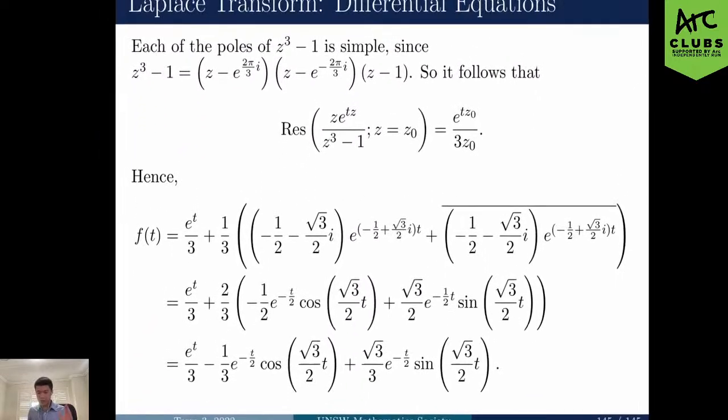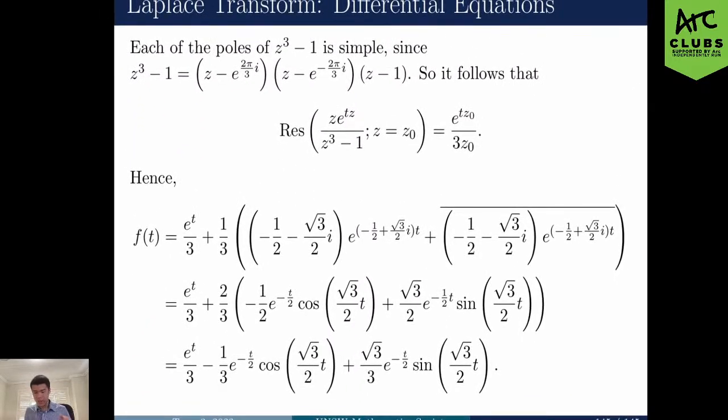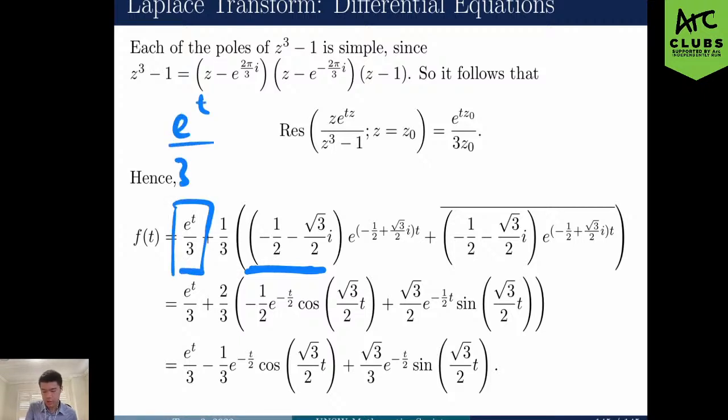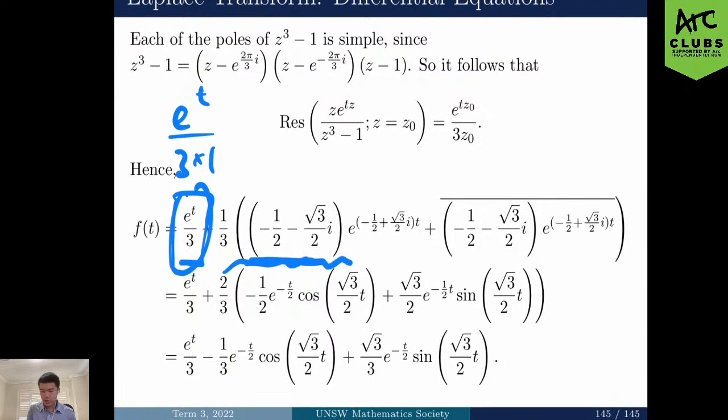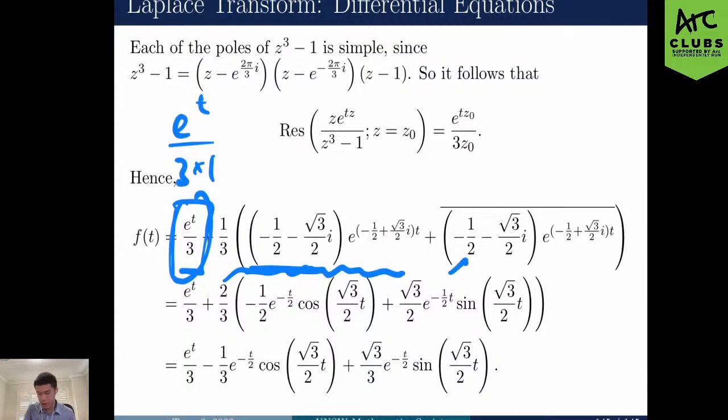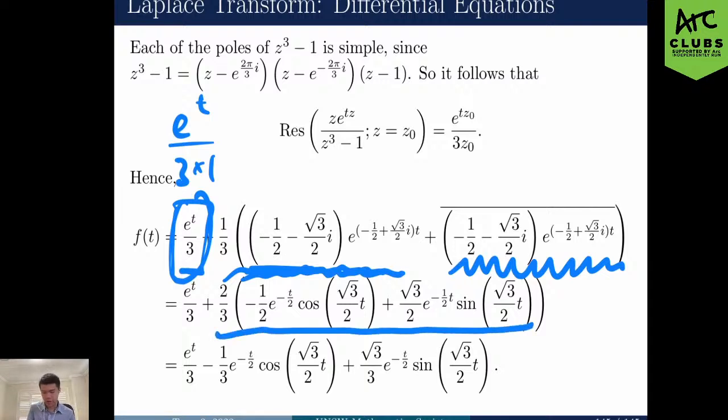Right, so there's a lot of calculations, but basically what you then do is you calculate the sum of the residues, which is equal to, this one is pretty simple because it's just equal to 1. You get e to the t divided by 3 times 1, which is e to the t divided by 3. But these two are a bit annoying. You end up getting two things that are the conjugate of each other. And then you can combine them to be one real part in terms of cos and sine. And you end up getting a nice sum of cos and sine at the end.